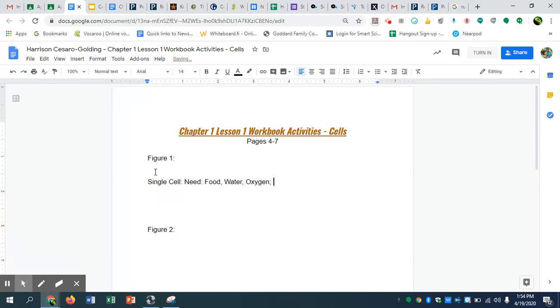Okay. And then it gets rid of carbon dioxide, carbon dioxide. It gets rid of excess water. Hello, water. And it gets rid of wastes. So now we're going to write down an organism. What does an organism need? Well, we just literally wrote it down. An organism has the same needs as a single cell and vice versa.